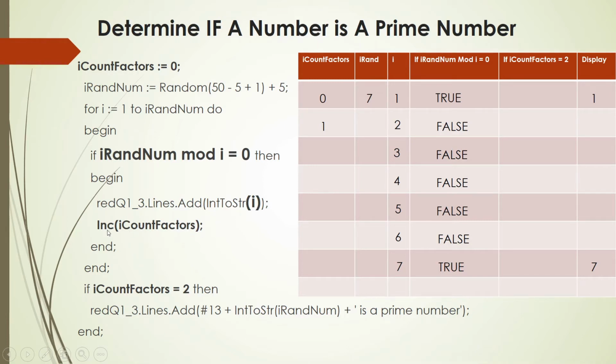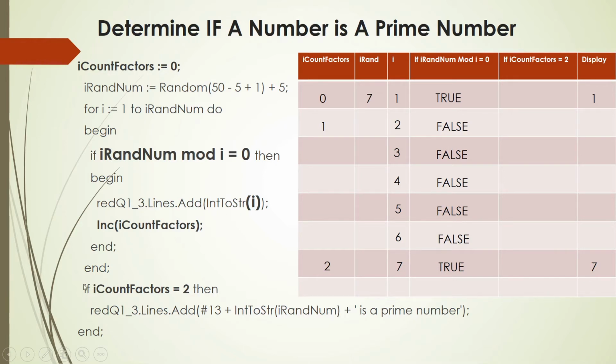What happens to my I count factors? It has to be incremented. So I count factors now changes to 2. I have now found 2 factors. Remember, I've come to an end of my loop. I hit the end and I goes now to the next number and the loop terminates.